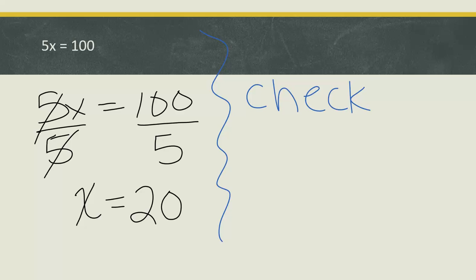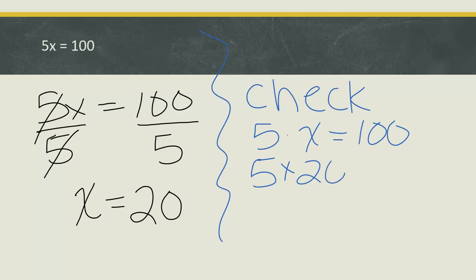So let's check our answer. x equals 20. Well, let's see. Our problem said 5 times x equals 100. Replace x with 20. 5 times 20. Yes, 5 times 20 does equal 100. So my answer is correct.